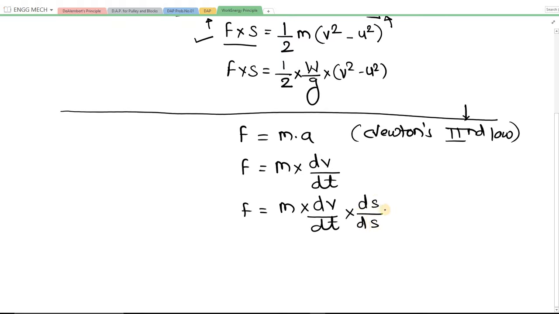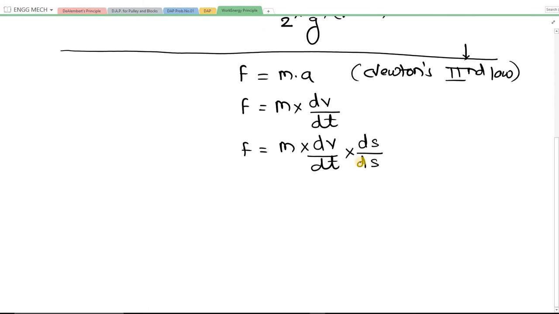Now while I am adding this ds by ds fraction, it is not making any change in the expression because ds and ds will get cancelled. Therefore, it is not making any significant change in the given expression that we are talking about right now.